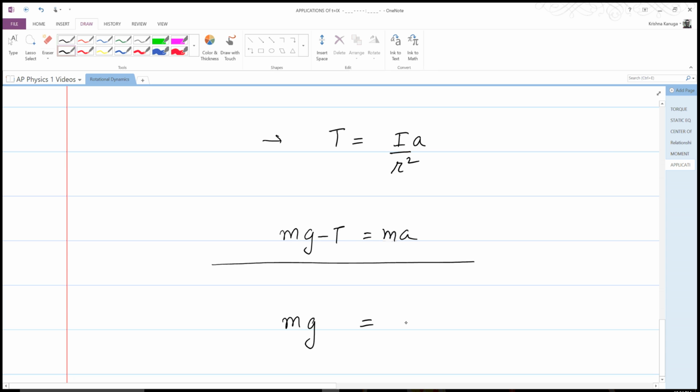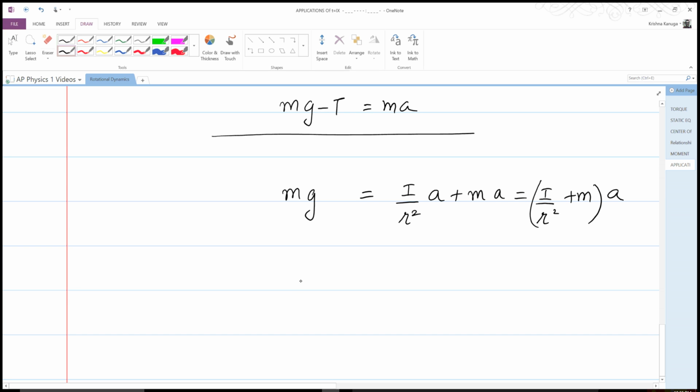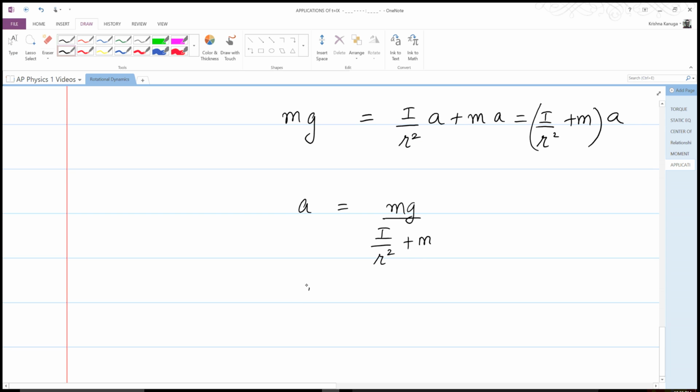So this gives me mg is equal to I over R squared times a plus m times a, which is equal to I divided by R squared plus m, times a. And this ends up giving me a, which is equal to mg over (I over R squared plus m). And once I know a, we can find alpha. Alpha is simply a divided by R, so this ends up being equal to mg over R times (I over R squared plus m).